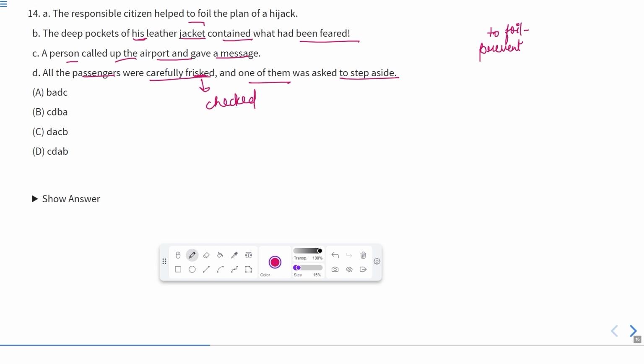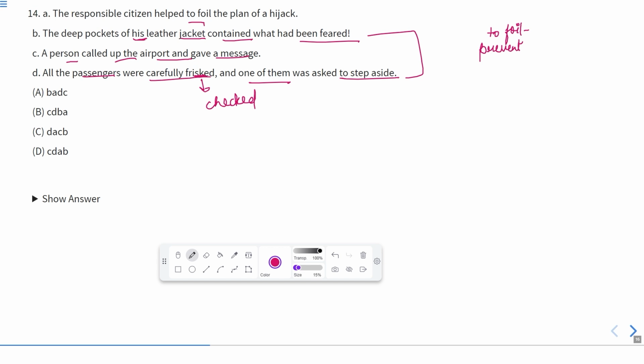Now, first of all, we should see who are there to prevent the hijack, or who are the people who are enabling the hijacking. Okay, so if we talk about these three sentences, they are just showing the hijacking process, whereas the first one is a citizen that is responsible, and he is trying to prevent the hijack. Okay, so let us see what can be the correct sequence. If A is the first sentence, after that only those sentences should follow which are related to the prevention of the hijack, whereas in all the three sentences which are given after that, no one is there who is preventing the hijack. In fact, they all are enabling the hijacking.